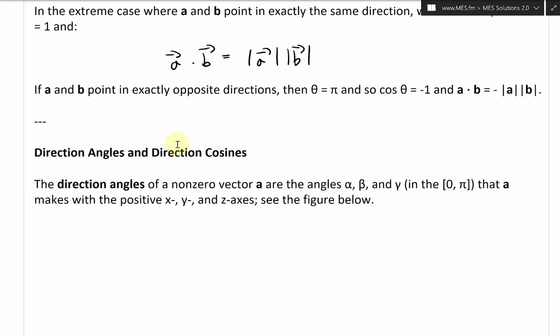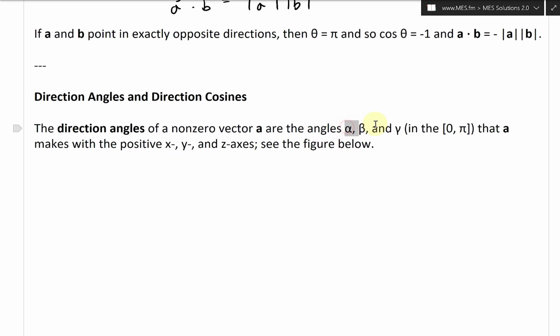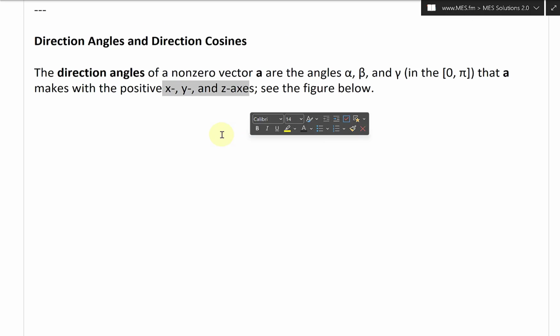That's on direction angles and direction cosines. So the direction angles of a non-zero vector A are the angles alpha, beta, and gamma in the interval from 0 to pi, and this is a closed interval, so it includes the endpoints. These are the direction angles that A makes with the positive x, y, and z axes. See the figure below. So now we're looking at 3 dimensions, and this is based on the axes of the coordinate system.